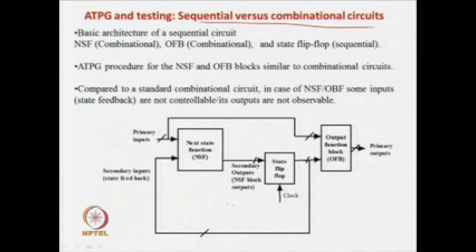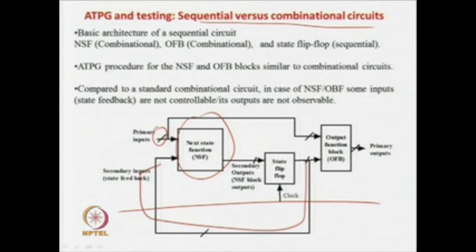If you look at the figure, this is the basic architecture of a digital circuit. Here we have the next state function block, which takes as input the primary inputs as well as the feedback from the flip flops. We consider the feedback from the flip flops as secondary inputs or virtual primary inputs, because they are not totally primary inputs; they are actually feedback from the state registers or flip flops.